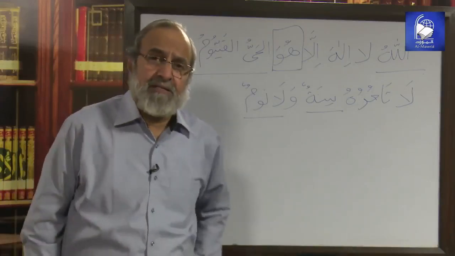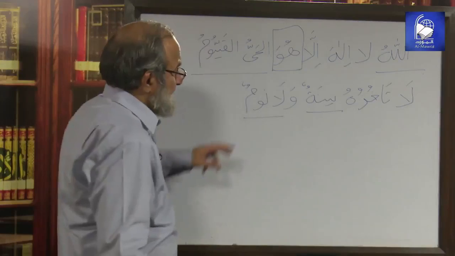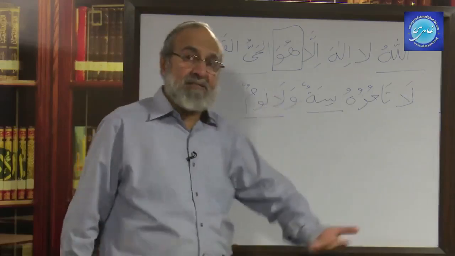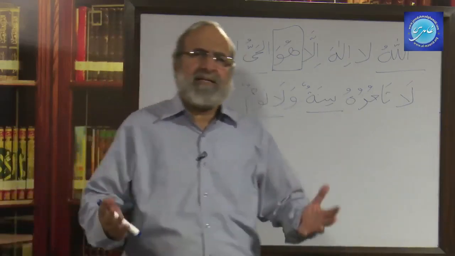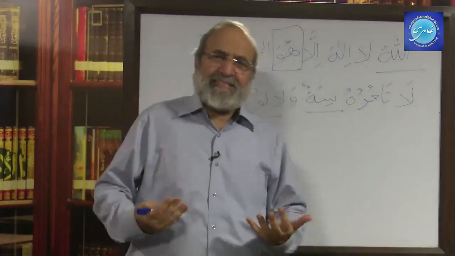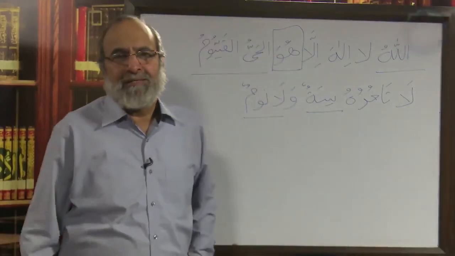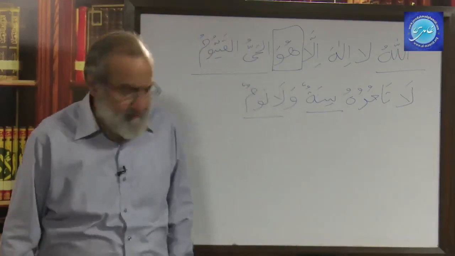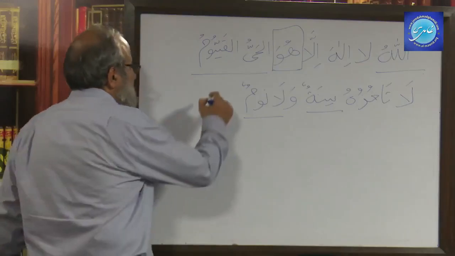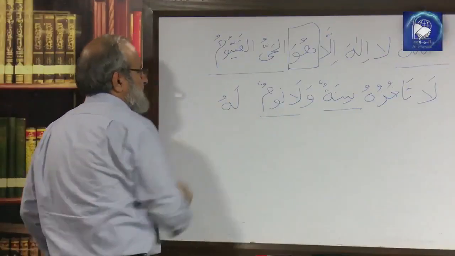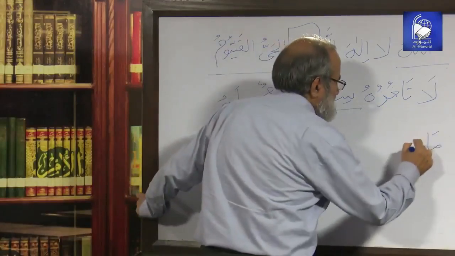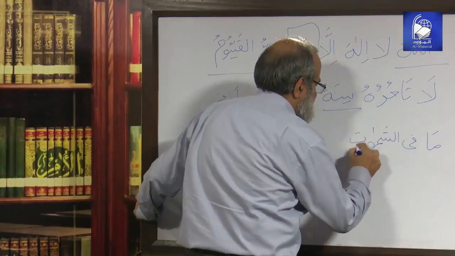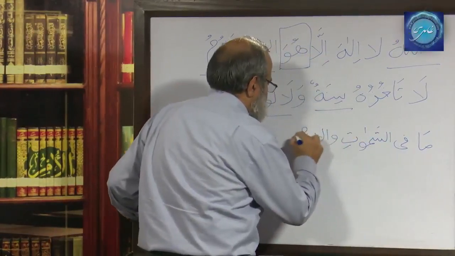We know that fail is subject. Whenever you have a verb, it has to have a subject. And when subject appears, sometimes it would not appear. It would be implied. But when it appears in the text, it has always got to take the form of irab, of rafa. It has always got to be, in other words, in nominative case. La ta'khuzuhu sinatun wala naum. Lahu, for him, ma, whatever is, fis samawati wal ard.